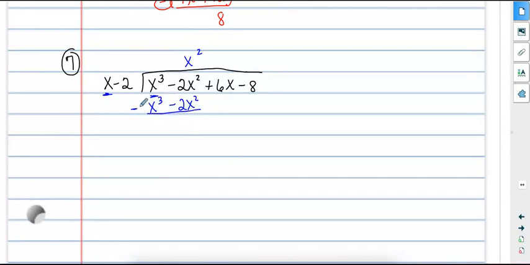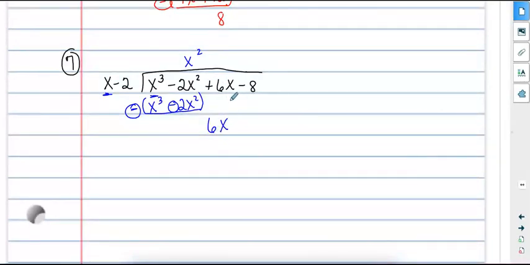Okay, we have to subtract the whole thing. So x to the third minus x to the third is 0. And then you have negative 2x squared minus negative 2x squared. So this is actually plus. And when you subtract, you get 0. So this is also canceled out. So all you have to do is bring down the 6x.